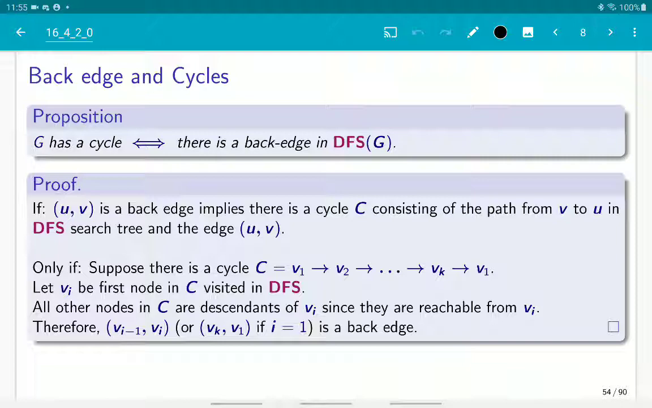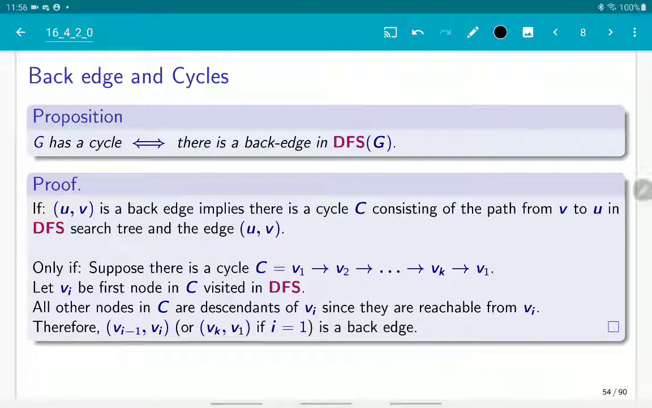So one direction is easy. If there is a back edge UV, then, as I just argued, there is immediately a cycle. Because a back edge implies that there is a path from V to U and there is an edge from U to V, so there is a cycle. So that's the easy direction. Now let's do the other direction.